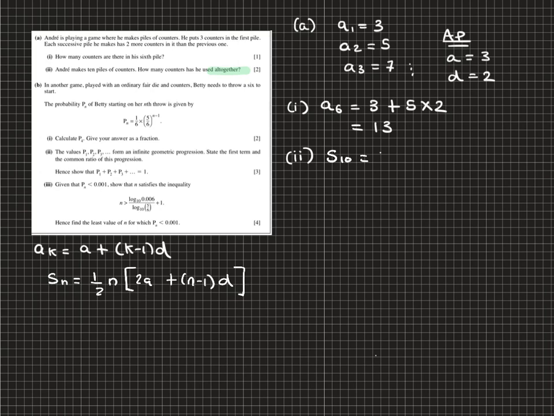So that is a half multiplied by 10, 2a, which is 6, plus 9 multiplied by 2, and this comes to a value of 120.